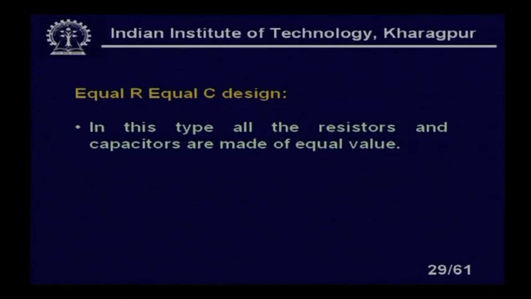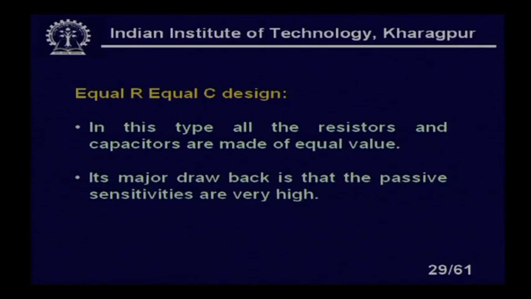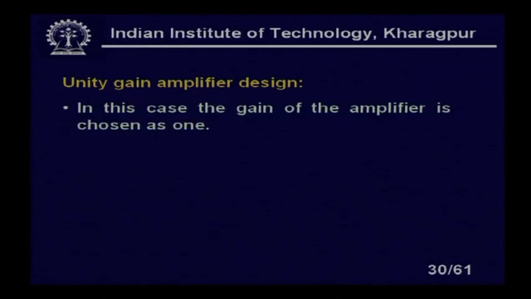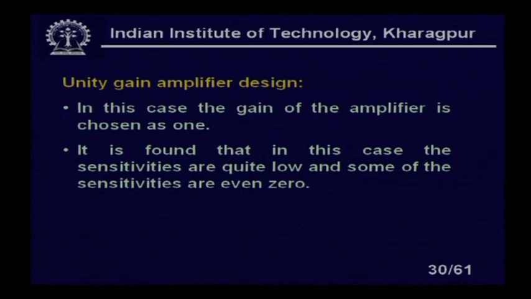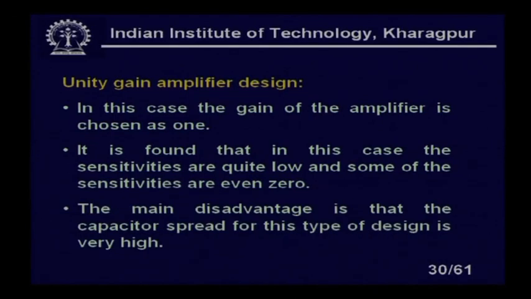In this type of design, all the resistors and capacitors are made of equal value. The major drawback is that the passive sensitivities are very high. Unity gain amplifier design: in this case the gain of the amplifier is chosen as 1. As you know, with the concept of a unity gain buffer, its bandwidth will be higher. The sensitivities are quite low and some are even 0. The main disadvantage is that the capacitor spread of this design is very high. However, if Q p is low, the capacitor spread will not be that high.